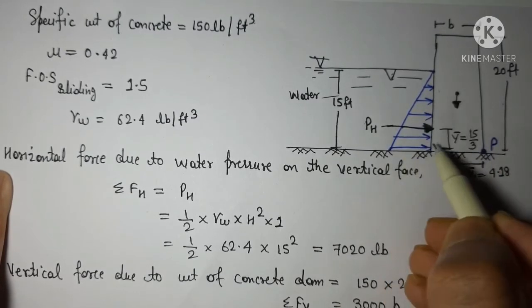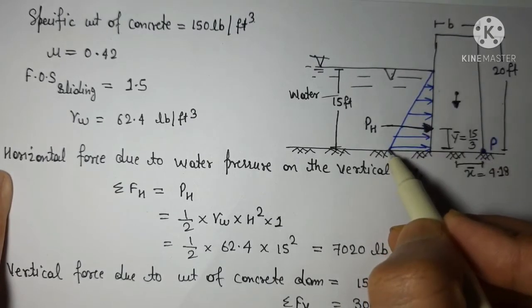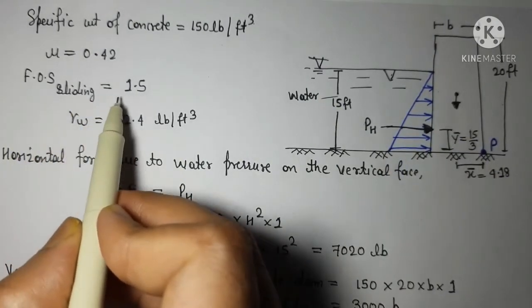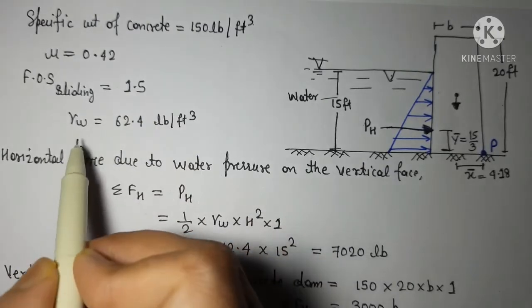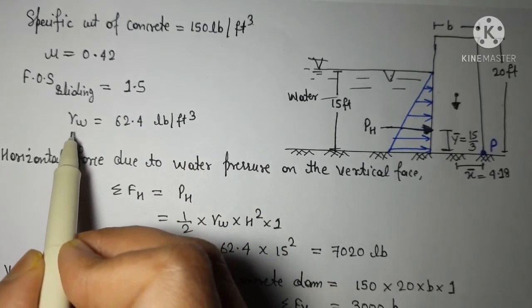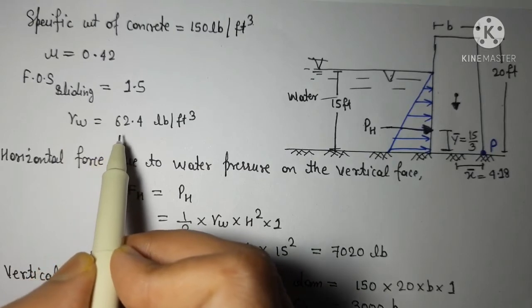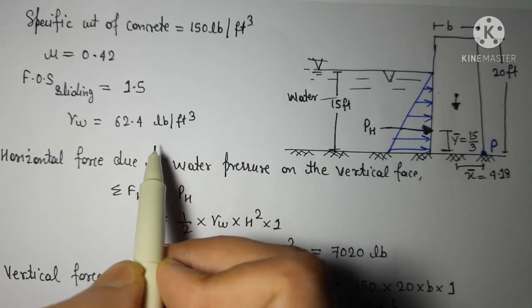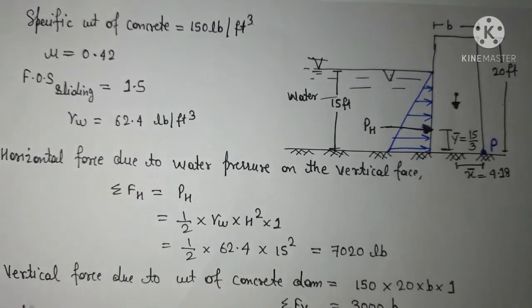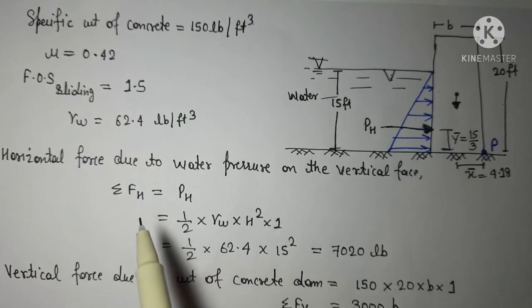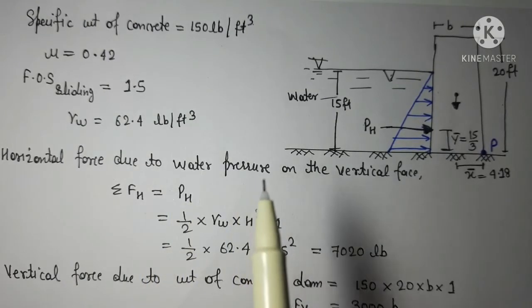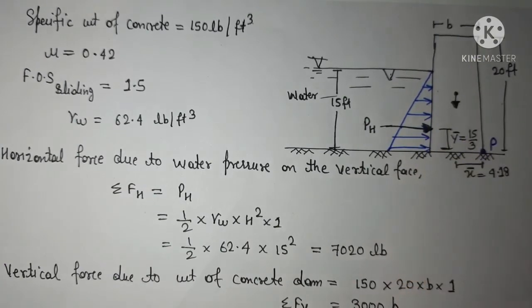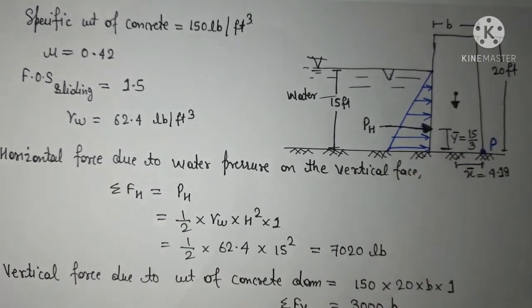Now the water pressure diagram is triangular, as we know. Factor of safety against sliding is 1.5, which is given, and gamma W, the specific weight of water, is equal to 62.4 lb per cubic feet, as we know. Now we have to calculate the width of the dam. Factor of safety against sliding is given.